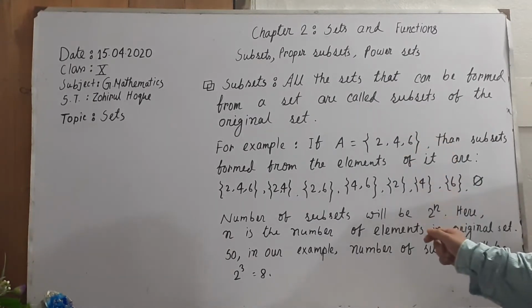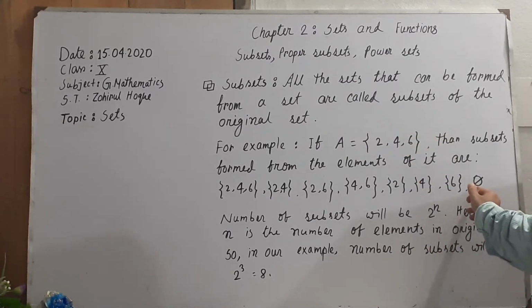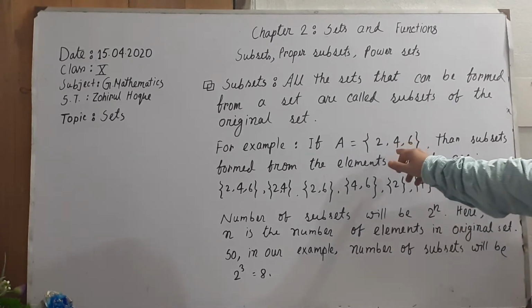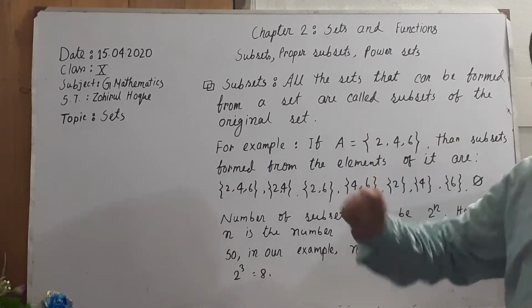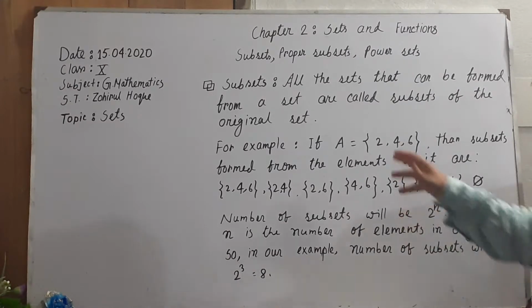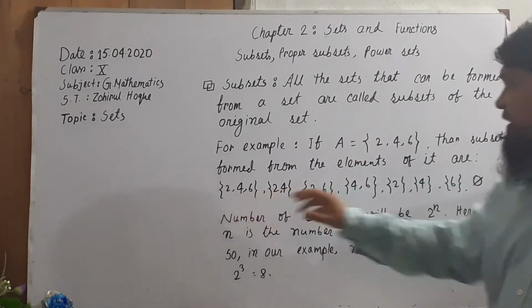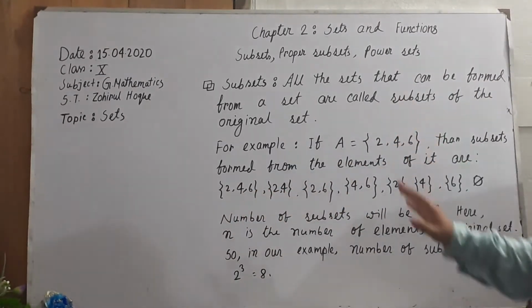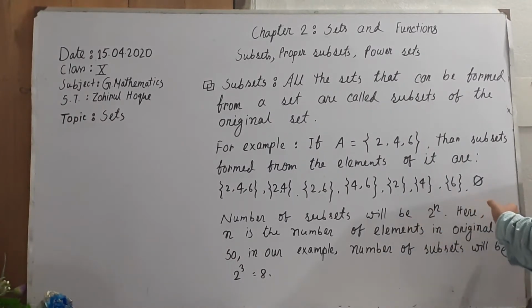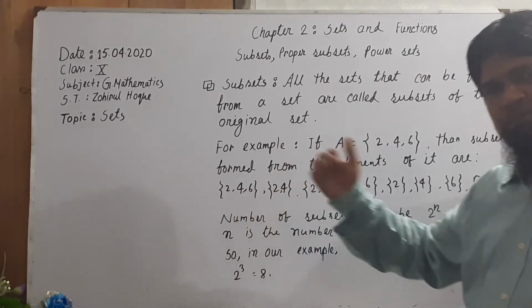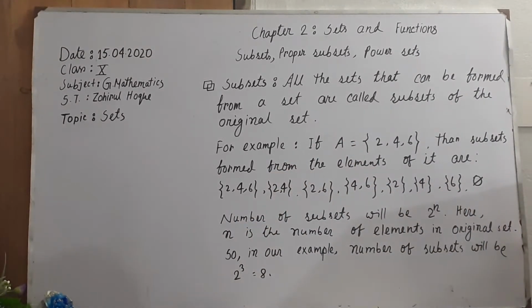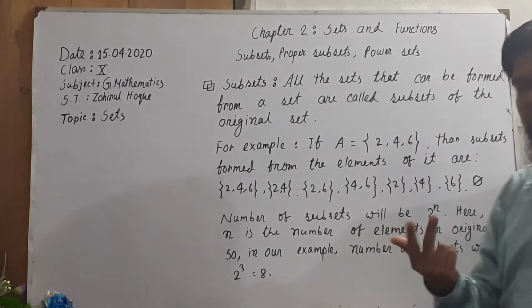And finally, the null set or empty set is also a subset of the original set. So two sets can easily be formed. The first one is by using all the elements, you will get one set, and by using no elements, that is the empty set or null set. So these two sets are common in the subsets of any given set. From any given set you can form two sets very easily.